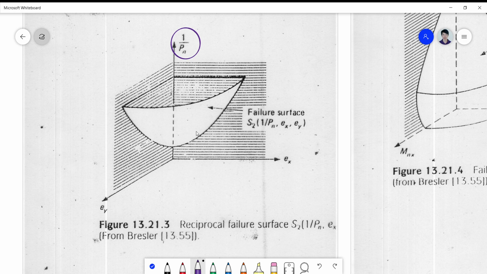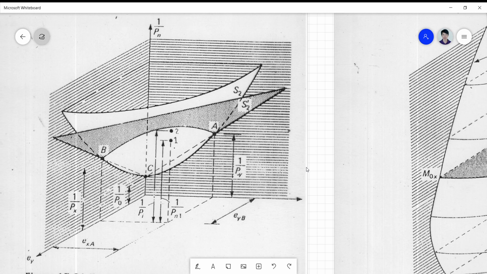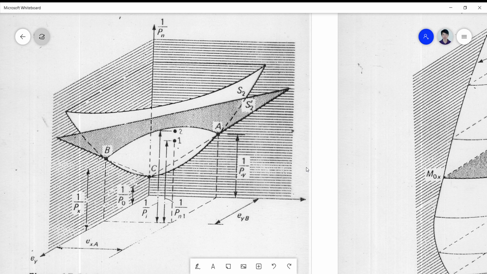Probably you cannot imagine it now, but later on when you look into the details of the derivation, you will see it. So this is 1 over Pn. All points on the surface are defined by the 1 over Pn axis, Ex axis, and Ey axis. This is the actual reciprocal surface. But later on you will find out that Bresler did not make use of the surface because it's very difficult to make a derivation, a formula, out of it.